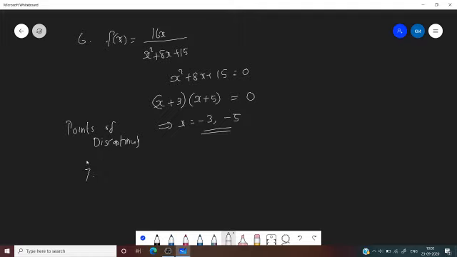Next problem. g of x equal to x plus 6 divided by x square plus 2x minus 24. When the denominator equal to 0, this function is undefined, and so we can factorize the denominator, which means x plus 6 into x minus 4.